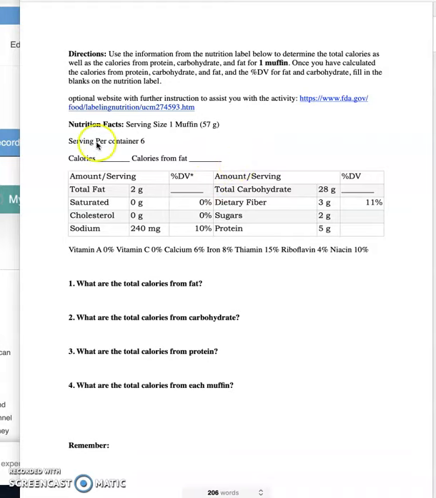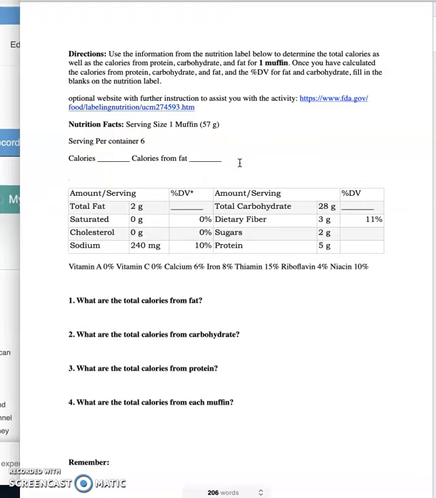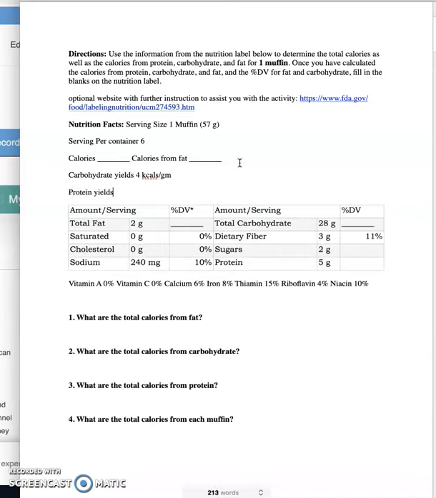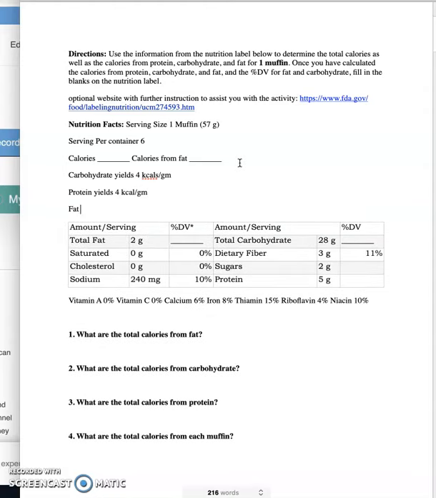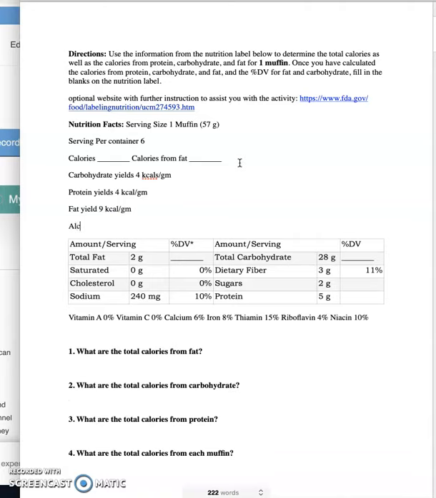I'm going to type this in here so you can see. Carbohydrate yields 4 kcals per gram. Protein also yields 4 kcals per gram. Fat is a little bit more hefty and yields 9 calories per gram. Alcohol, although we're not using this number in this assignment, yields 7 calories per gram. Knowing this information will allow you to calculate the calories from each of these nutrients.